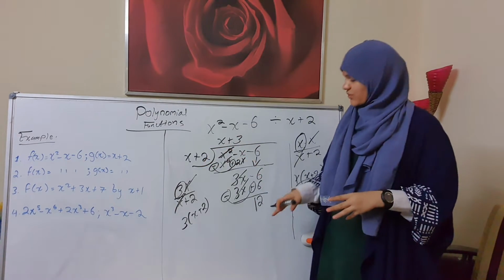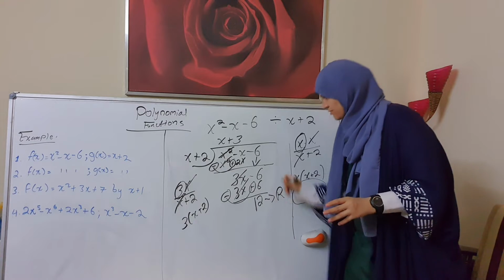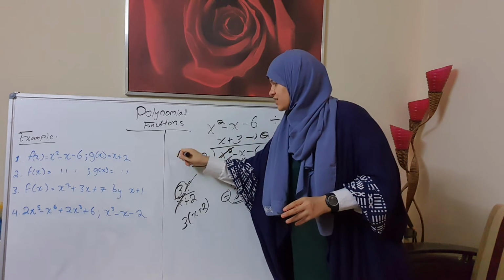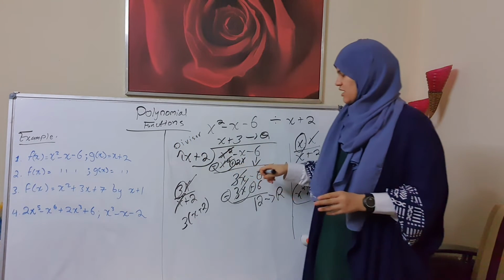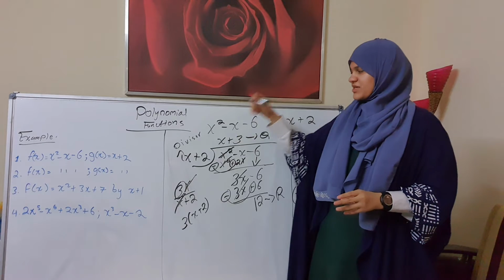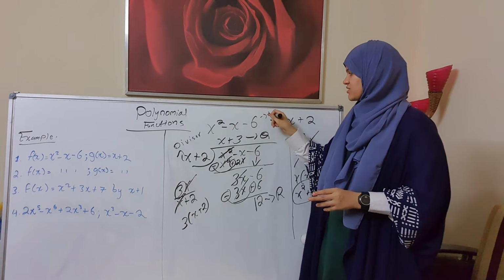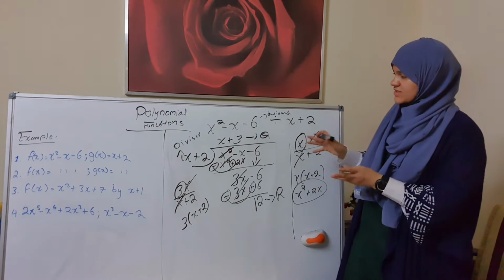No. Now we came to the remainder. So that means this one, it is the remainder. X plus 3 is the quotient and x plus 2 is the divisor, and x squared minus x minus 6 is what? Is the dividend. So this is the final answer.